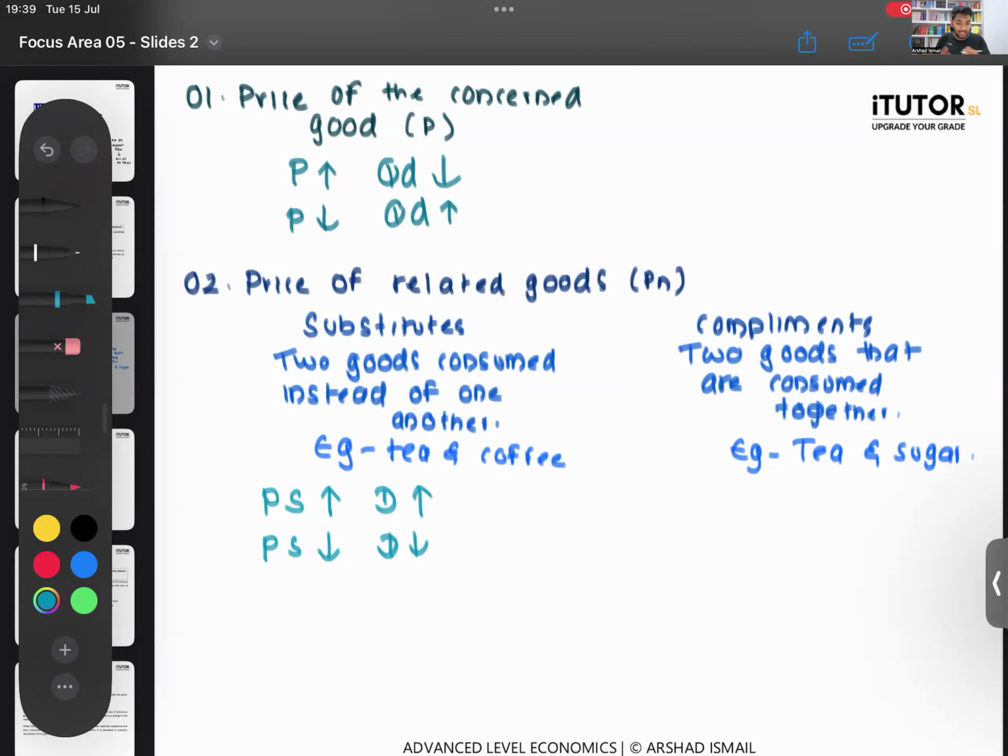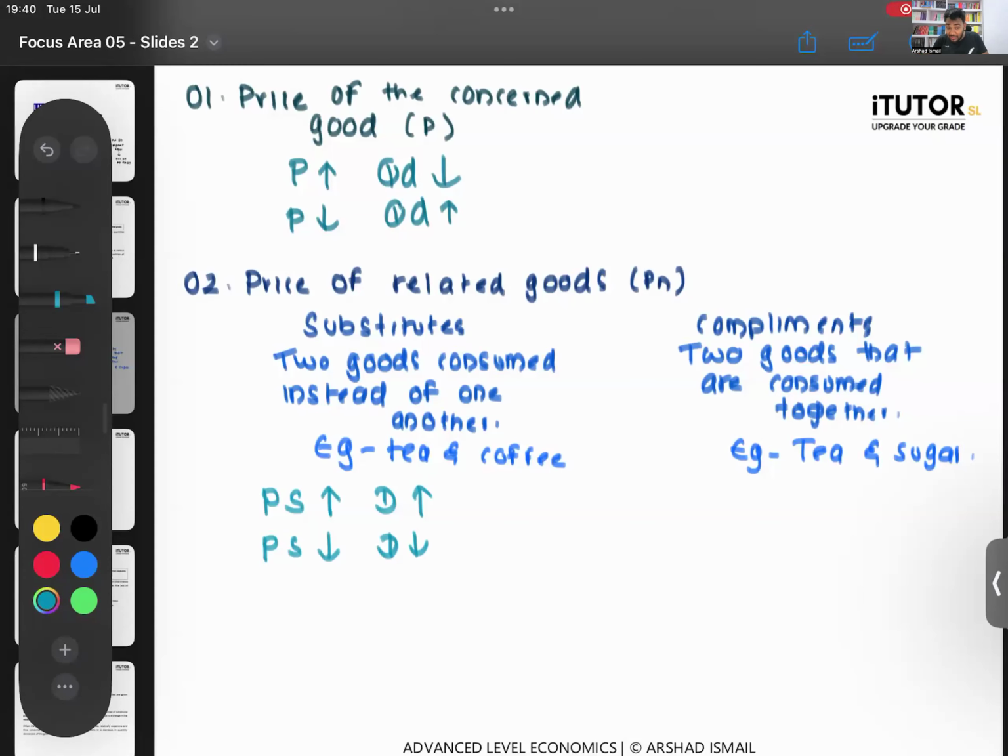When my price is constant, my price is changing in the first determinant. In the second determinant, the price of the substitute is changing. So when the price of the substitute changes, what happens? Price of substitute increases, demand for my good will go up. Price of substitute goes down, demand for my good will go down. Here we talk about demand, not quantity demanded. I'll come to why later.